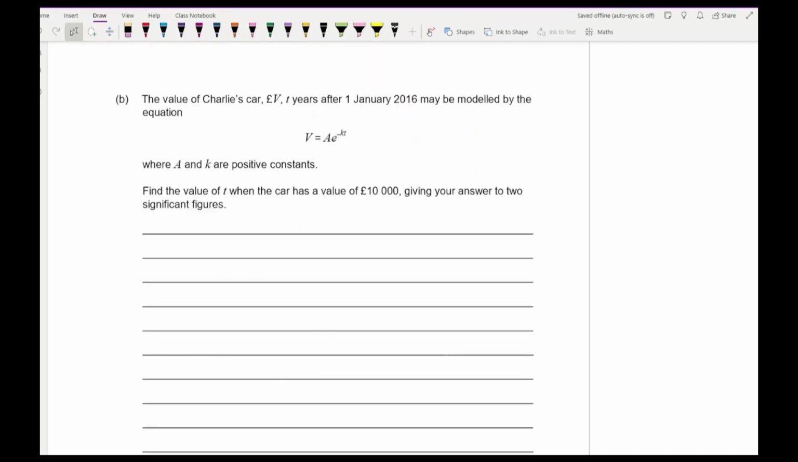Moving on to B, it says the value of Charlie's car in V pounds t years after the 1st of January 2016 may be modelled by the equation V equals A e to the power of minus kt, where A and k are positive constants. The question is asking us to find the value of t when the car has a value of £10,000, giving our answer to two significant figures. So what we know is that A, the initial price of the car when Charlie bought it, is £18,000. We know that t equals 2 years, when the value is £12,000.